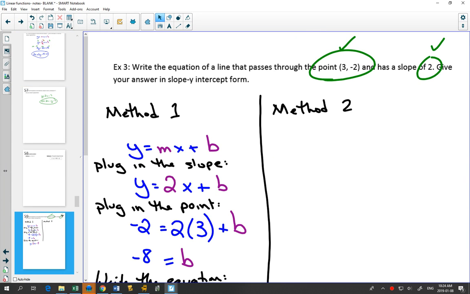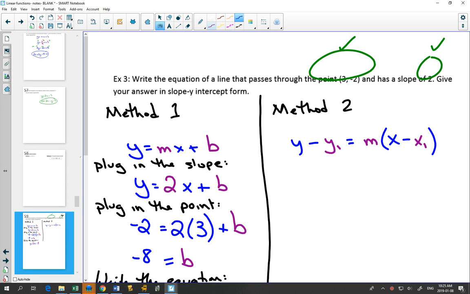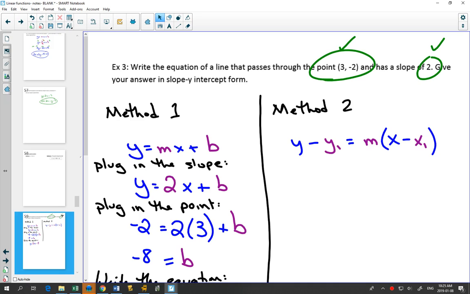So method two says start off with y minus, and I'll put things in purple here again. So method 2 is the point slope form. The point slope form says if you know a slope, you can plug it in. If you know a point, you can plug it in. Well, we know both of those. So as far as writing in our first step, we can do both at the same time. Plug in the point and slope.